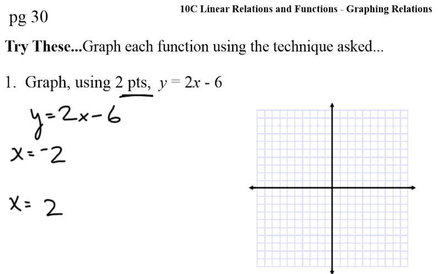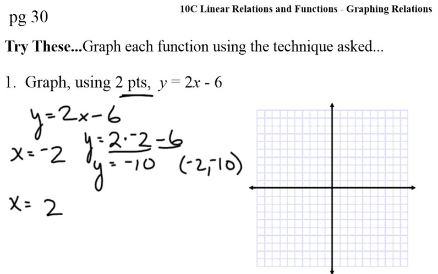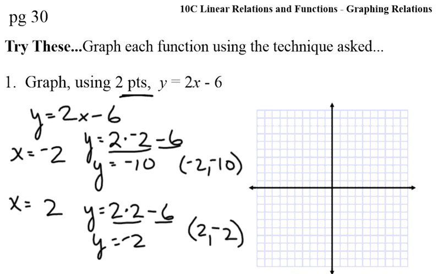So in this case, we would have y equals 2 times negative 2 subtract 6. What do we get? Negative 4 minus 6 is a negative 10. So when x is negative 2, y is negative 10. And now I can plug in x equal to 2 for my second point. Y equals 2 times 2 minus 6. 4 minus 6. Y is negative 2. So we have the point (2, negative 2). We get 2 points. Check it, (negative 2, negative 10).